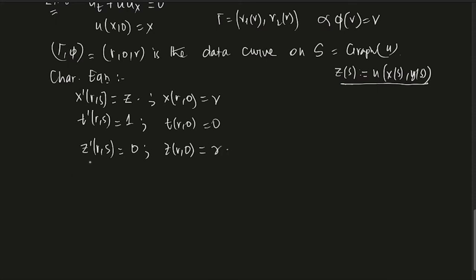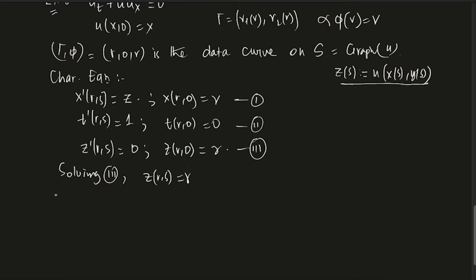Now I want to solve this system. Let's say this is 1, this is 2, and this is 3. So solving 3, what do we get? z of (r, s) is constant with respect to s. Clear? At the point s equals 0, z is r. So z is always r for all s, right? So solving 3, we get z of (r, s) is r.